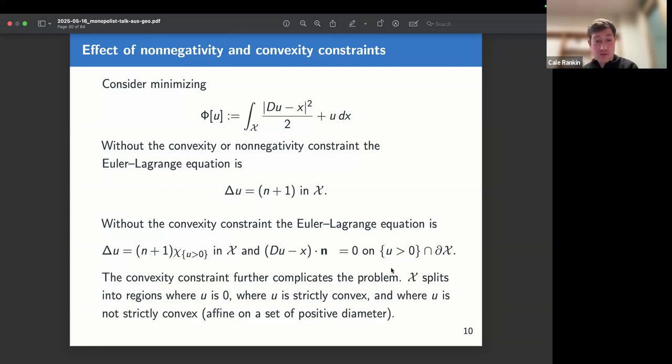But we want to do something even more complicated. We want to minimize this thing with a convexity constraint. And now we're not going to obtain just two regions of different behavior, i.e. equal to the obstacle and greater than the obstacle. We're going to obtain at least three regions: a set where you're positive and strictly convex, a set where you're convex but not strictly convex, and a set where you're zero, where that constraint binds. And a big part of the talk is going to be discussing the behavior of these sets.